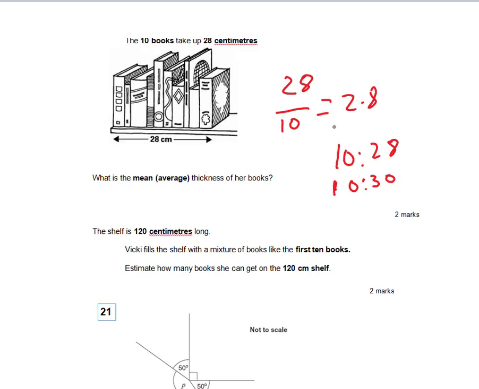So these are our books, this is our distance or our centimeters, and then the question says how many can she get on a 120 centimeter shelf. So we do this and we do this. What number turns 30 into 120? The answer is 4. So 10 times 4 is 40. That means it's 40. And if you look at the mark scheme, the examiners are happy to give you a mark if you picked any number between 40 and 50, because it does say estimate.